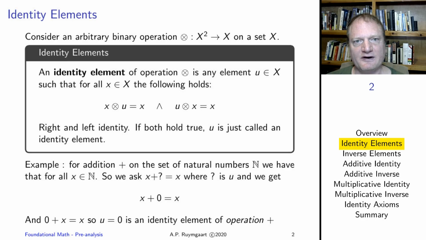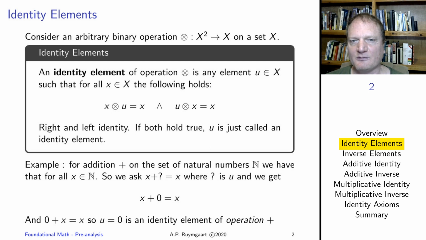Let's start by defining an arbitrary binary operation ⊗ on the set X. Since ⊗ is a binary operation, it takes two inputs, so its inputs are elements of the Cartesian product of X with itself. They are ordered pairs in X squared, and they map back to X. It's on the set X. Now, with that definition, we can explain what an identity element is.